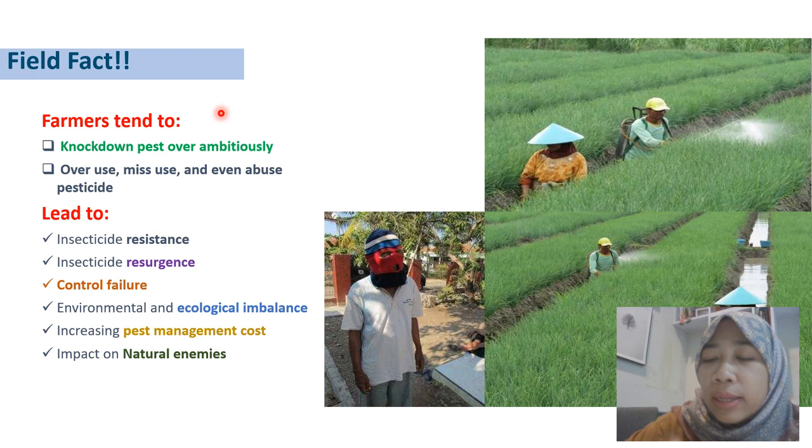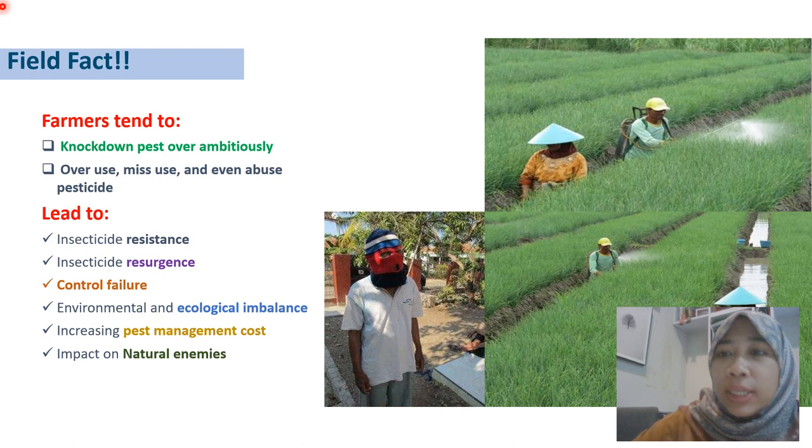Most of the farmers rely on synthetic pesticide. They didn't use any other component to control the pest. They depend on the use of synthetic pesticide. And what is the impact of using synthetic pesticide?